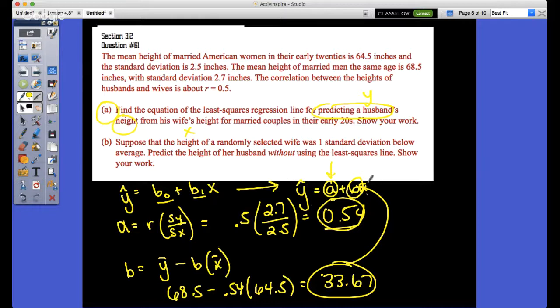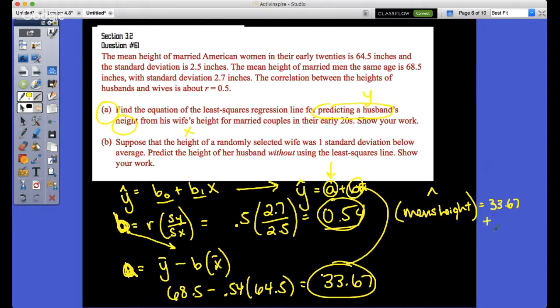So really, technically, if I was writing the LSRL, I wouldn't even say y hat. I would say men's height hat equals 30. Hold up. Did I mess that up? This should be my B, right? Because B is slope. Slope is B. This should be my A. I solved for all of them correctly, just so you know. I just put these two in incorrectly. So A should be my 33.67.